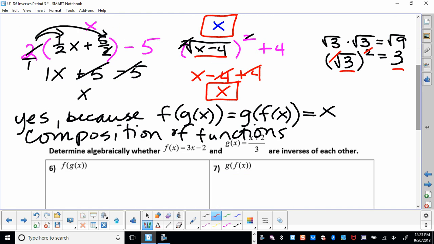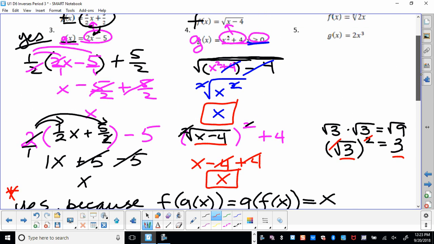And the reason is this. Composition of functions. And now I'll do the next one.